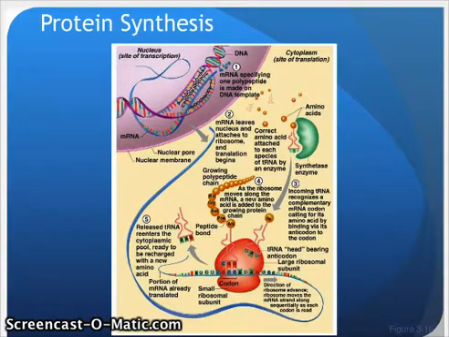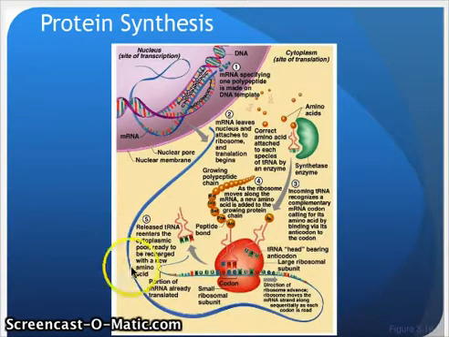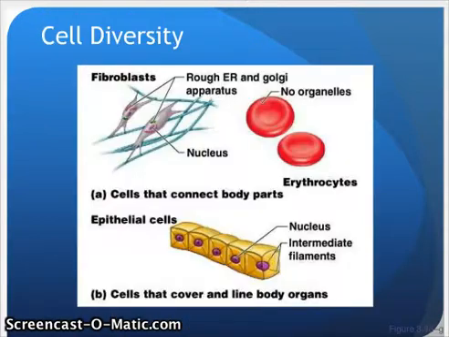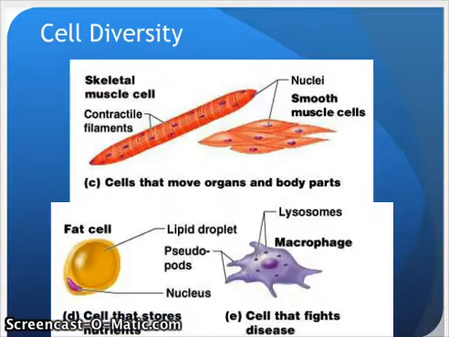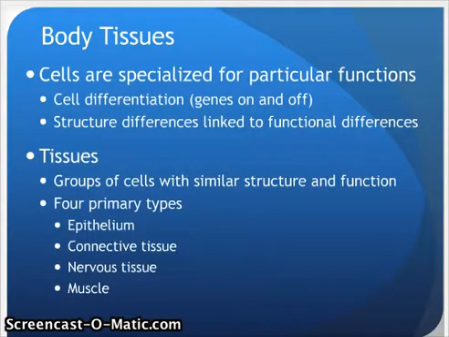So we see that. Now, what's important here is that cell diversity is literally a product of these expressions of different genes. So cell diversity is going to be a byproduct of different genes being turned on and off. When we look at cell diversity, we have everything from fibroblasts to blood cells, epithelial cells for covering and lining, skeletal muscle, smooth muscle, fat cells, macrophages. What you have to remember is every single cell in our body comes with the same DNA. The same DNA is in everything. So what accounts for the diversity has to be related to genes being turned on and off.